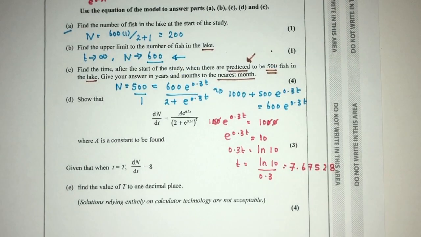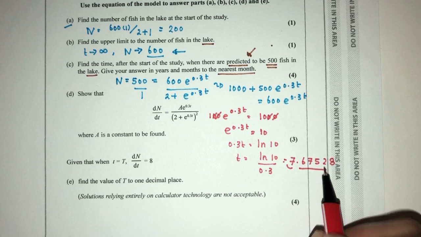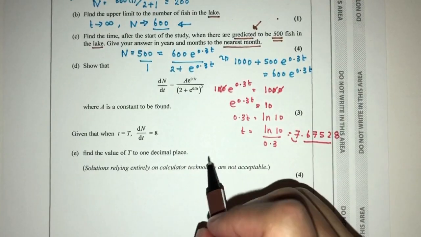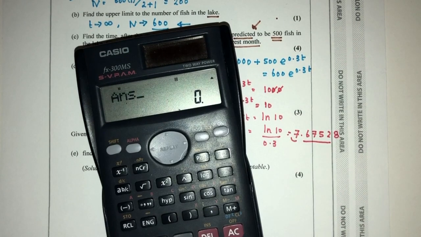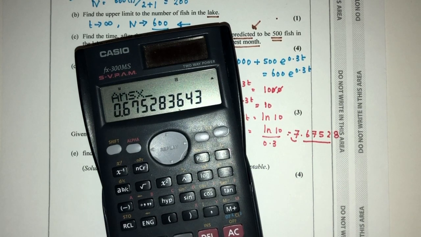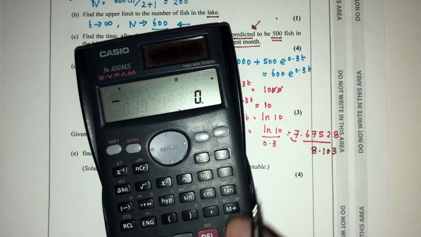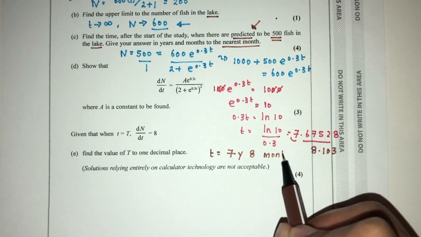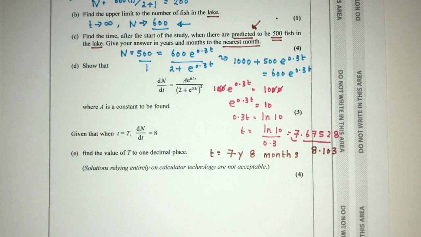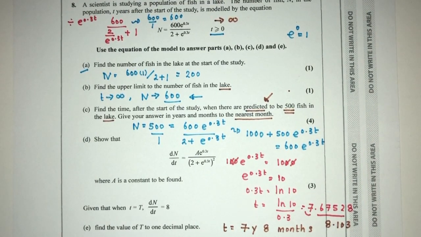That will have to be 7.67528 something. So t is the number of years, right? So 7 years and 0.675 years. So basically, let's write this down. t has to be 7 years, and so the answer minus 7 years, times how many months? We know in 1 year there are 12 months, so times 12, you will have 8.103 months. So what is the closest month? That will be 8 months. Okay, so time will be 7 years and 8 months, and obviously here we have to write the nearest month.